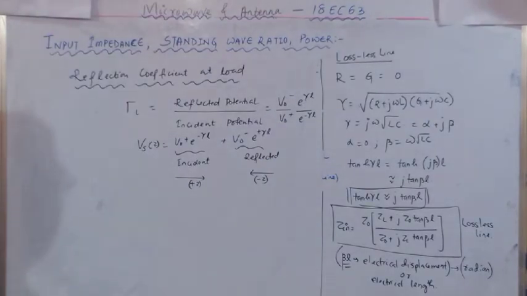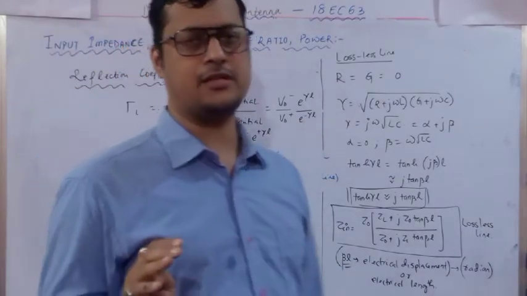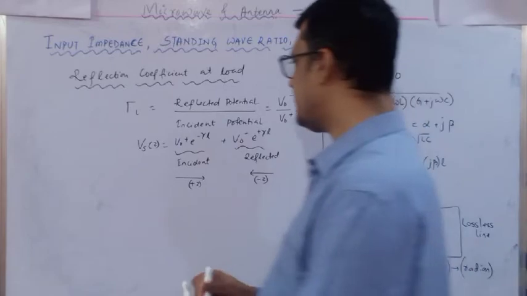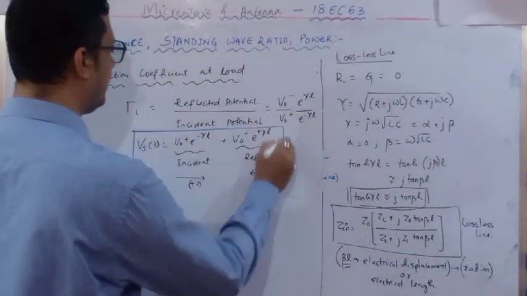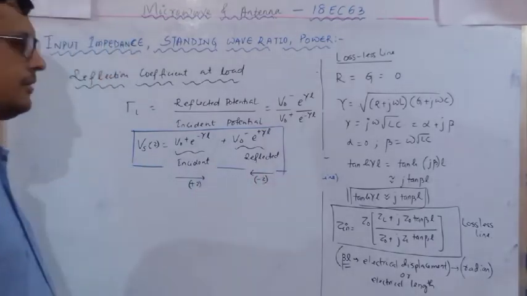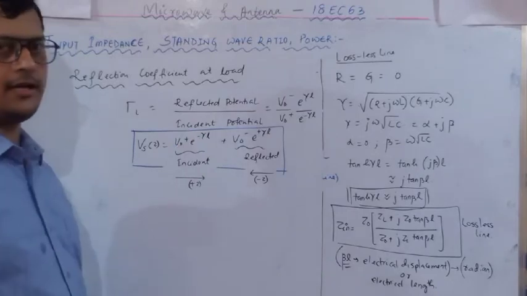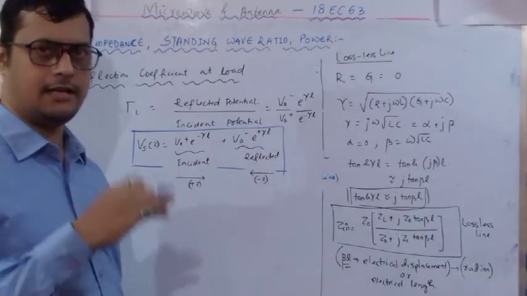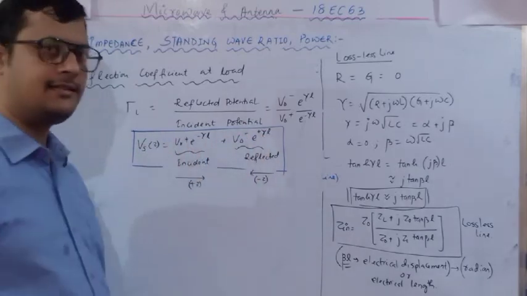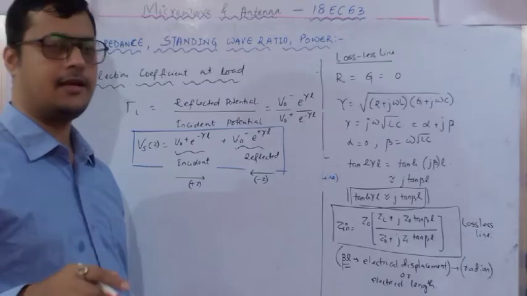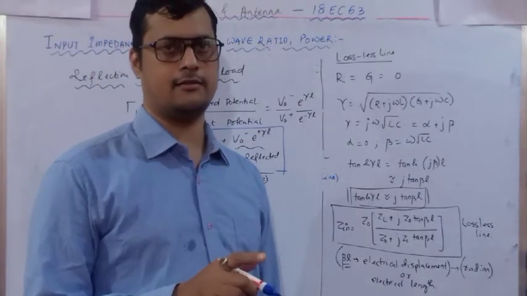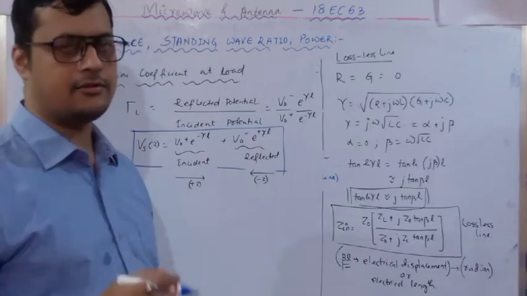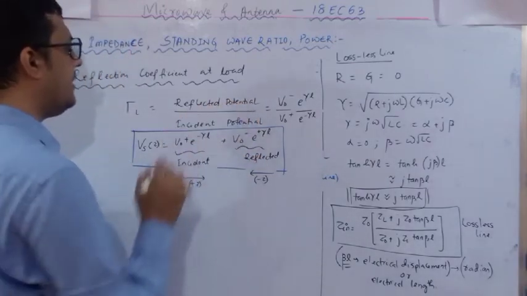Okay. So reflection coefficient at load, as I have told, is the ratio of the reflected potential with respect to the incident potential. If I look at this wave equation solution, from that I can identify which one is the incident and which one is the reflected. So here you can see V0 plus e to the power minus gamma L indicates that it is the incident one. Similarly, V0 minus e to the power gamma L is called the reflected one. If you take the ratio of reflected with respect to incident, it is called the reflection coefficient. And reflection coefficient is always calculated at the load end, not at the generator end. Load end means receiver end.